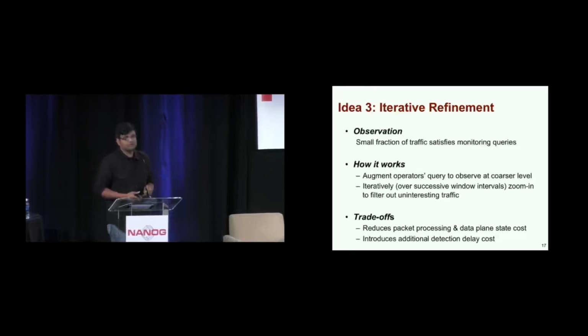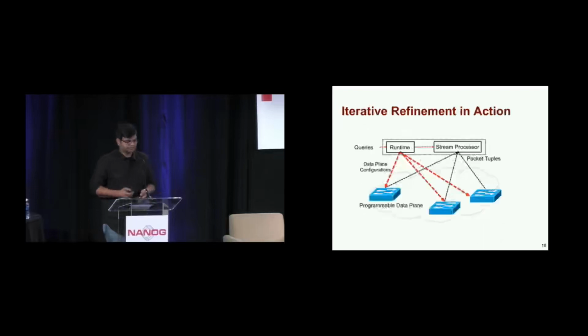There is, of course, a trade-off here. You are able to reduce the amount of state that you have to maintain in the data plane, or the number of packets that the stream processor has to process. But at the same time, this comes at the cost of an additional delay, as you zoom in from the coarse level to finer and finer refinement levels. So there is a natural trade-off here.